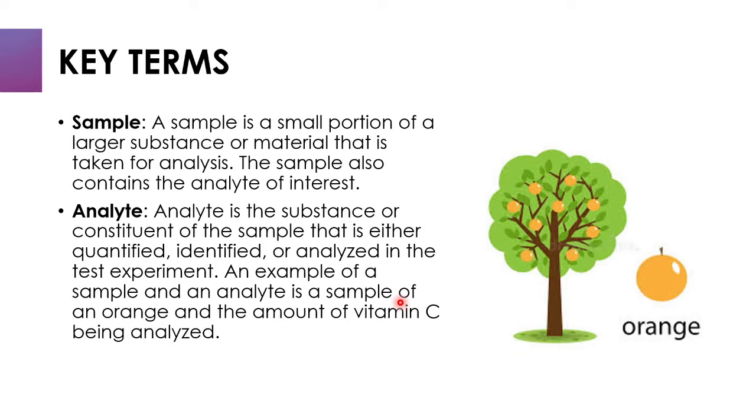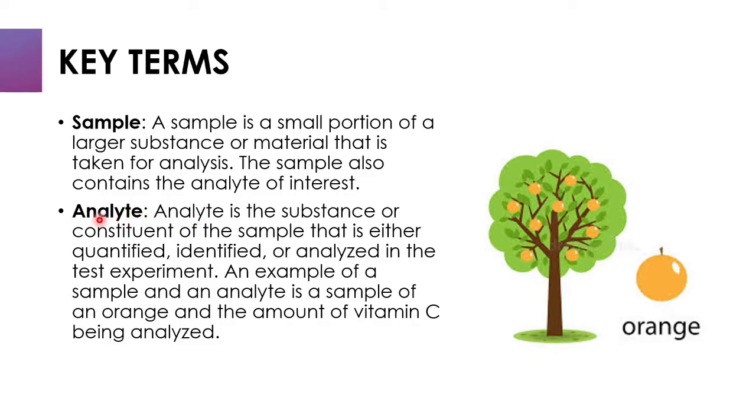Let's look at some key terms that we'll be using in the preparation of the calibration curve. The first is sample. A sample is a small portion of a larger substance or material that is taken for analysis, and the sample also contains the analyte of interest. If you look at this picture, the orange happens to be our sample, which is a small portion of the orange tree containing many fruits.